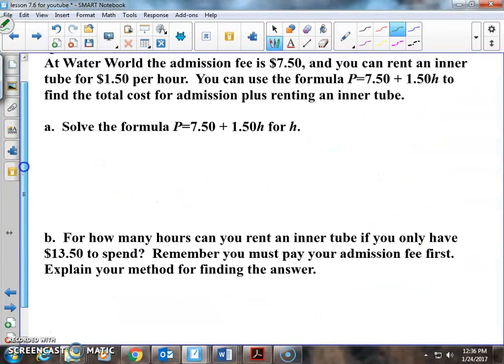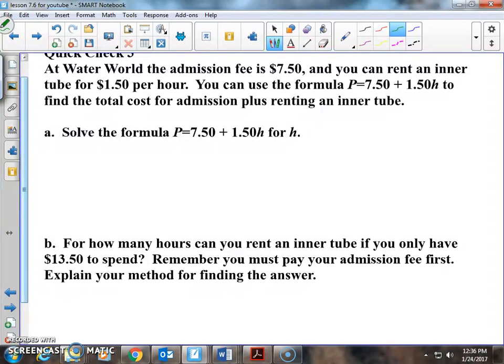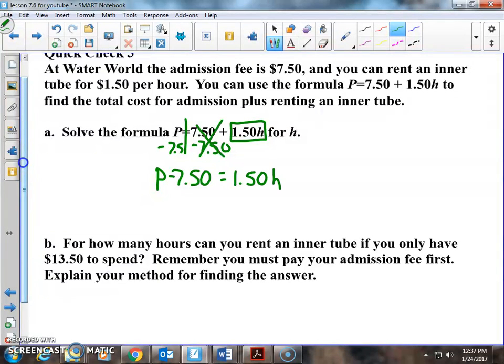All right, another one. Here's our formula. P equals 750 plus 150H. We'd look for distributive property. Since there isn't any, we would look to combine like terms. There's none of that. We would undo addition and subtraction. Notice it says solve this for H. So I'm going to put that in a box. I would subtract 750. On the left side it says P minus 7.50 equals, on the right side I got 1.50H. Next up, I need to get H all alone, so I'm going to divide by 1.50. Divide by 1.50, cancels on this side. H is now all alone.